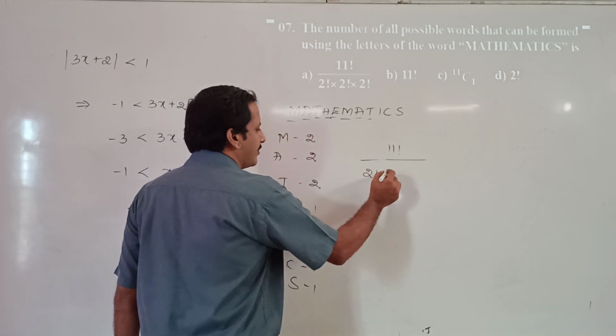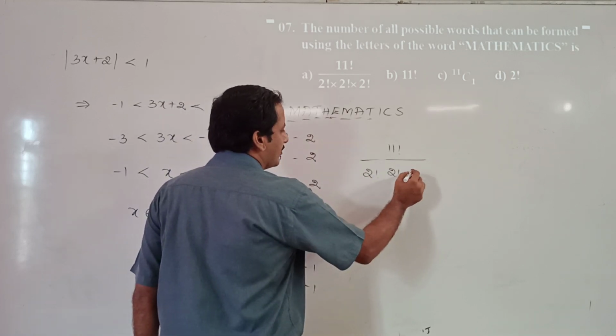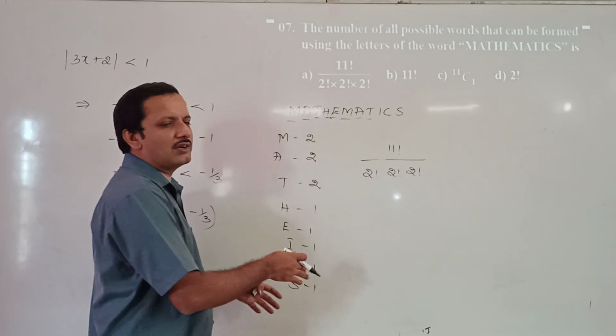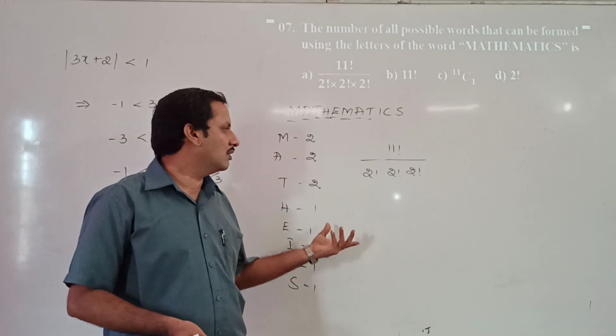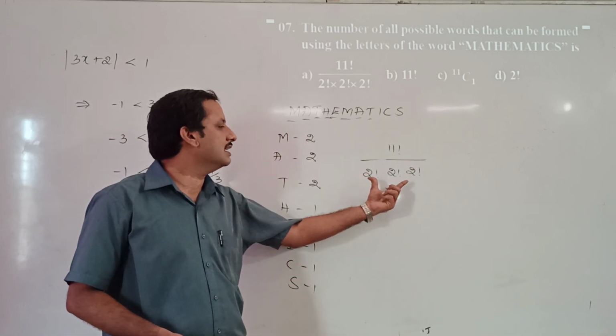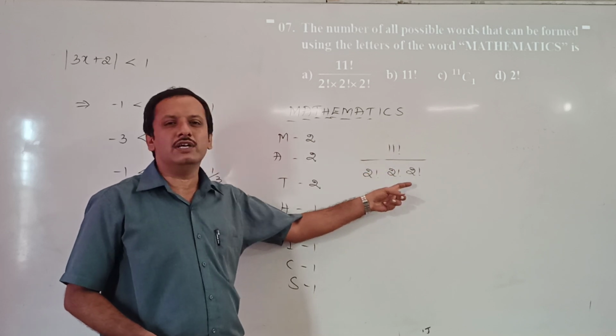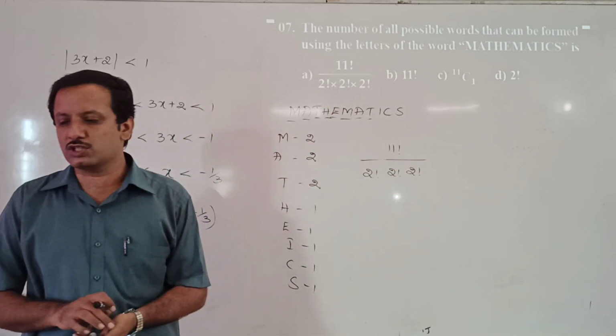Another 2 letters of the same kind, another 2 letters of the same kind, and for the remaining ones you write 1 factorial, 1 factorial, 1 factorial, whose value will not change, so it will remain the same. This is the answer: 11 factorial by 2 factorial into 2 factorial into 2 factorial. First option.